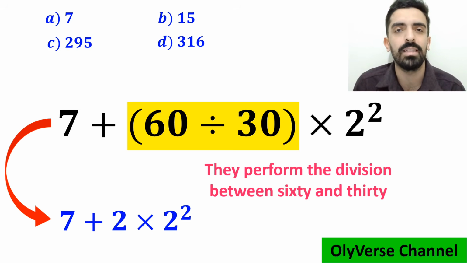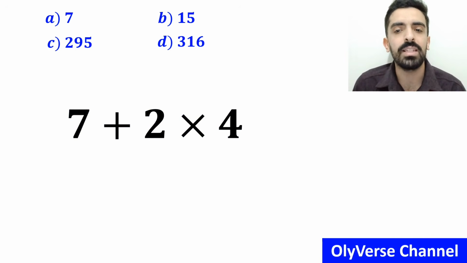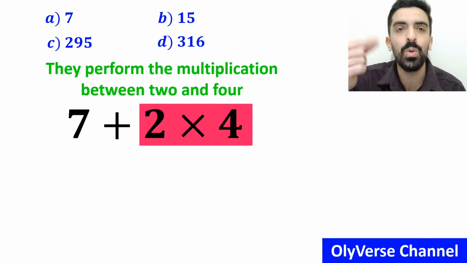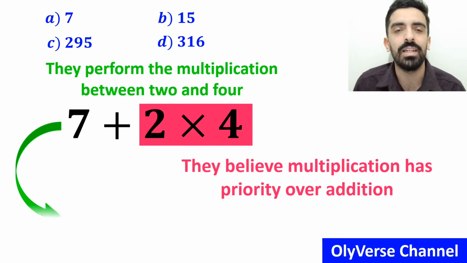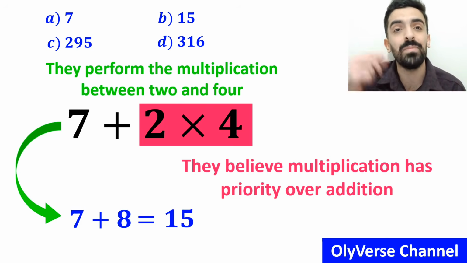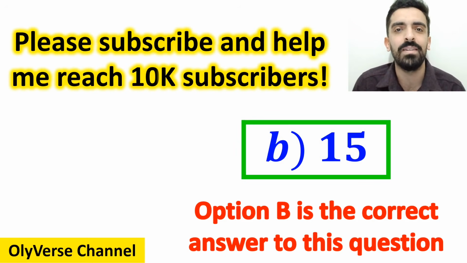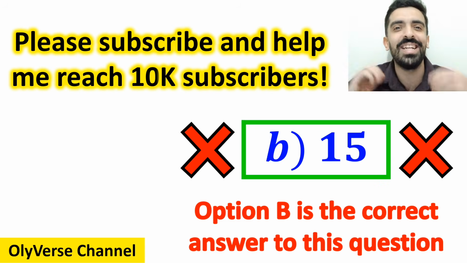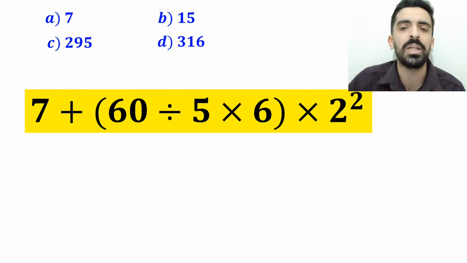multiplied by 2 squared. Next, they go to the exponent and simplify to 7 plus 2 multiplied by 4. And the final step, they perform the multiplication between 2 and 4 because they believe multiplication has priority over addition. So, they rewrite this equation as 7 plus 8, which eventually gives them the answer 15. Then, they quickly say that option B is the correct answer to this question. However, that's definitely wrong. Alright, now let me explain step by step how to solve this expression properly.